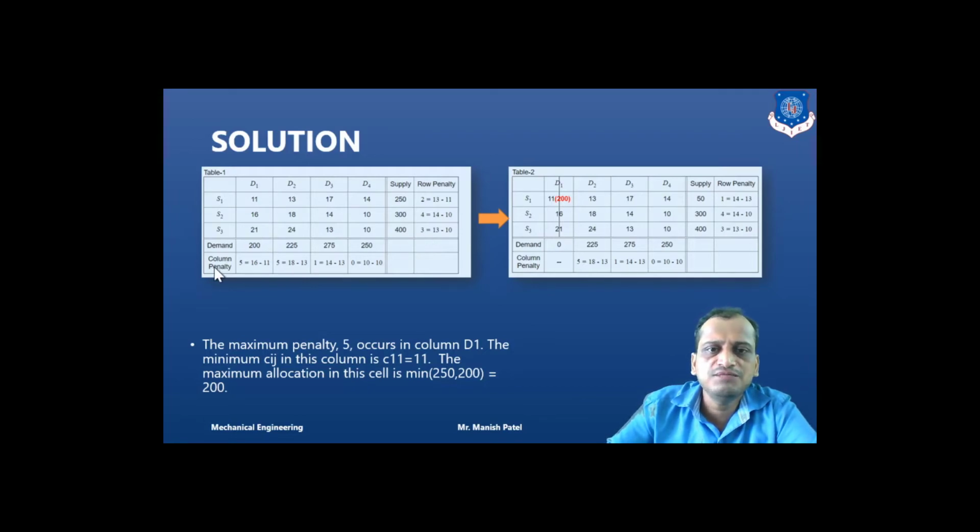We do the same for the columns and find the column penalties. In the column, 11 is the lowest and 16 is the next lowest. So 16 minus 11 is 5, and accordingly for the others. Now we will find the maximum penalty here. What is the maximum penalty? 5, 1, 0, 5, 4 and 2. 5 is the maximum penalty here. So we will allocate here only.